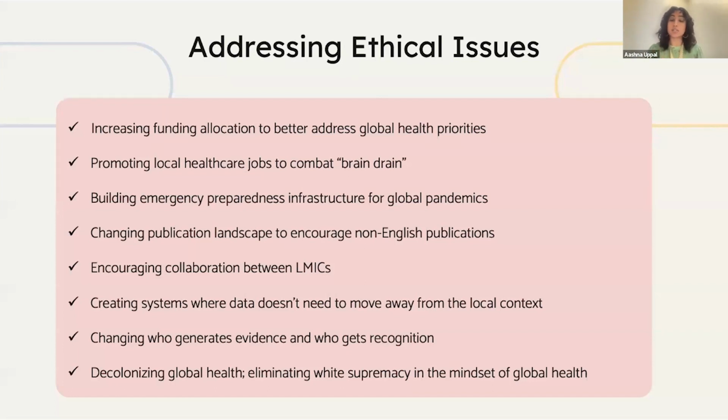We should also build emergency preparedness infrastructure for global pandemics because these tend to affect low and middle income countries the most. It's also imperative that we change the publication landscape to encourage non-English publications. We should also encourage collaborations not only between high income and low and middle income countries, but between low and middle income countries themselves. We also should create systems where data does not need to move away from the local context by building infrastructure. We should change who generates evidence and who gets recognition. And ultimately, the goal is to decolonize global health and eliminate white supremacy in the mindset of global health.